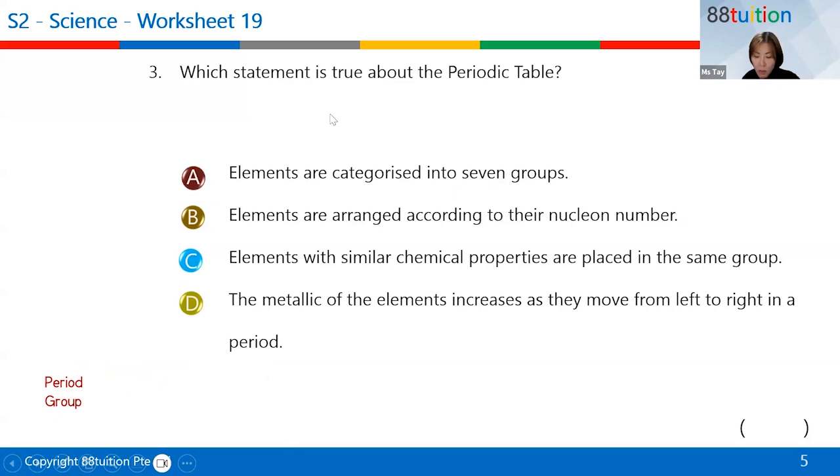Over here, which statement is true about the periodic table? Now, I'm going to ask you a few questions about the periodic table. You know that there's something called period. There's something called group. What do you understand by these two? What is period and what is group?